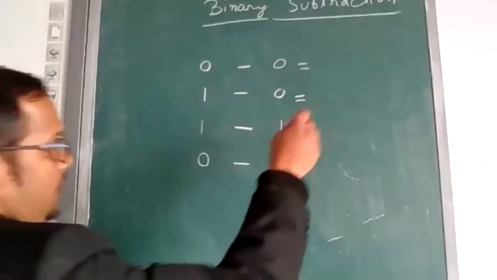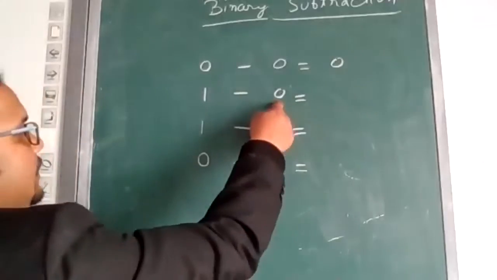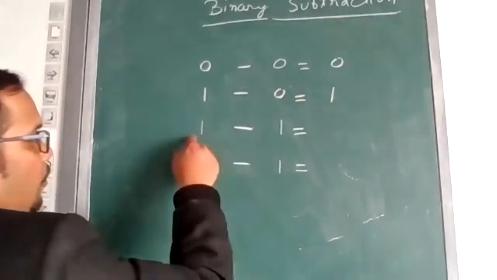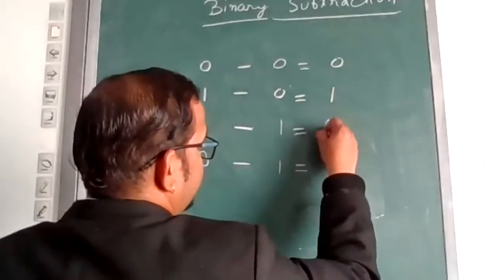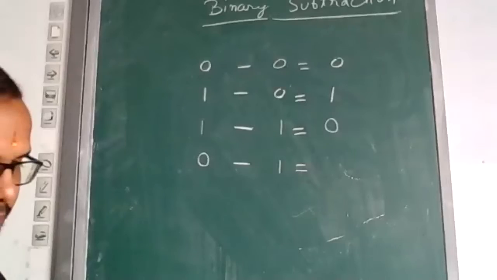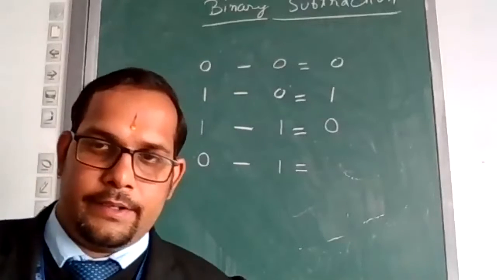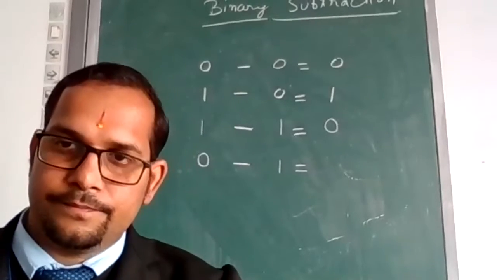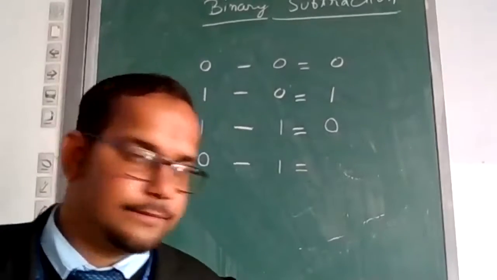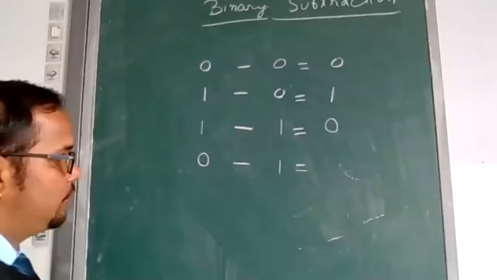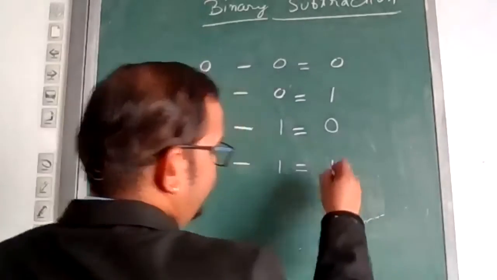0 minus 0, result is 0. 1 minus 0, result is 1. 1 minus 1, result is 0. Last case is 0 minus 1, that is 1.